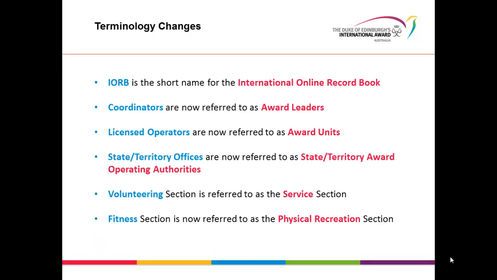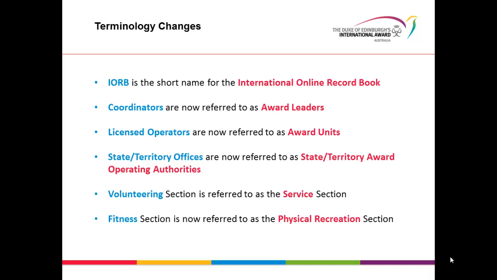Before we start, we need to review some updated Duke of Ed terminology, which has changed for consistency with the terminology used in the International Online Record Book. This is now Duke of Ed standard terminology and will be used across all of our support and promotional materials. The International Online Record Book is the online management system by which award leaders, participants, and award authorities manage the award. It's also known as the IORB.